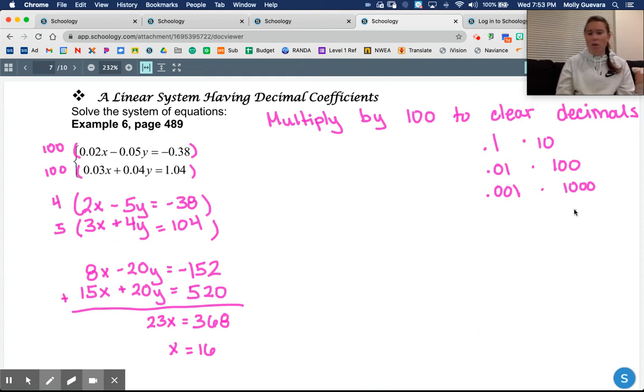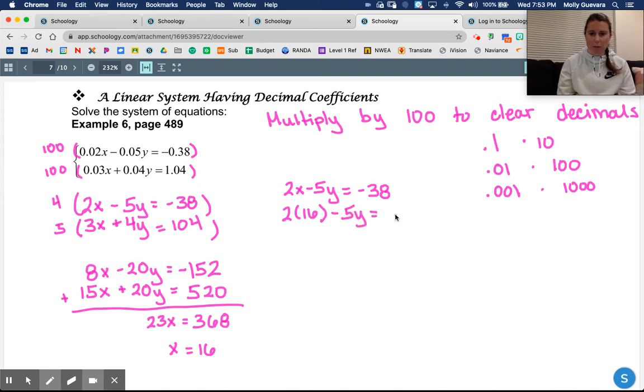Awesome. Now, I don't really want to plug in x equals 16 into these decimals. Like, I can, but I don't really want to. So I'm going to pick this top equation, and I'm going to plug in my 16 into that top equation. So 2 times 16 minus 5y.